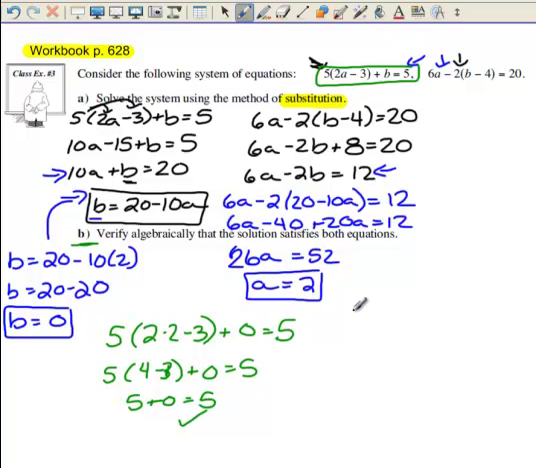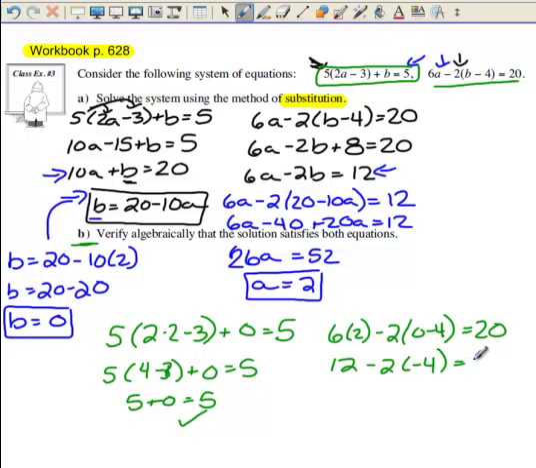And again, let's verify with that second equation here. So 6 times 2 minus 2 times 0 minus 4, does that equal 20? So 12 minus 2 times negative 4 equals 20. So 12 minus negative 8 equals 20. That's the same as saying 12 plus 8. Yes, so that one checks out as well.